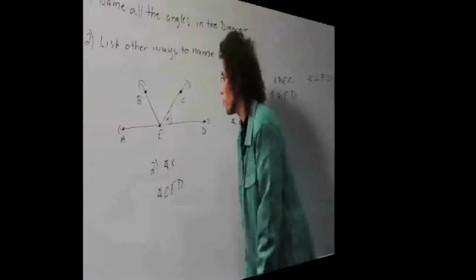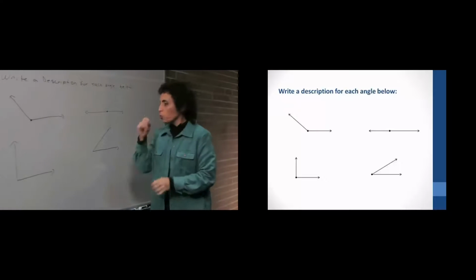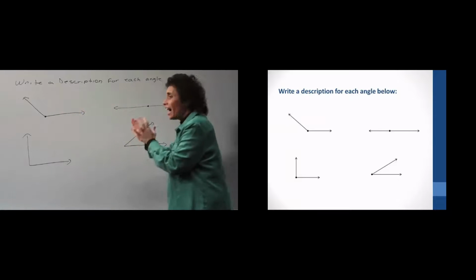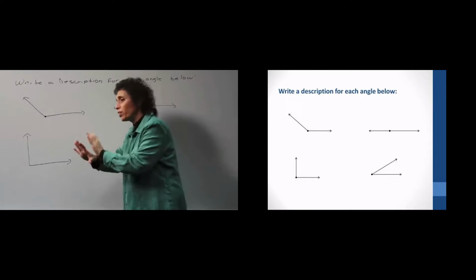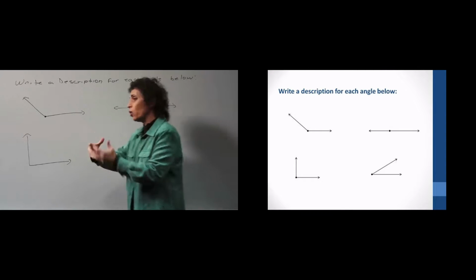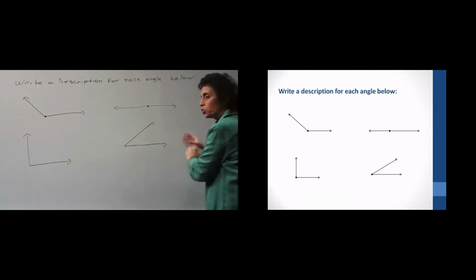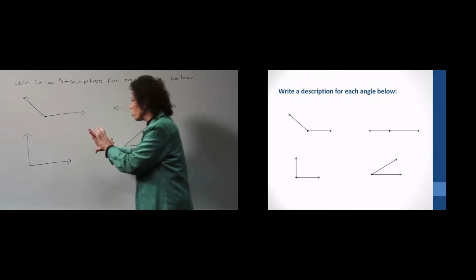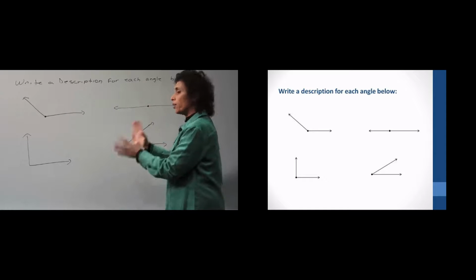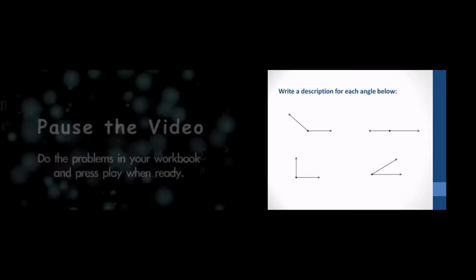Okay, this is the next problem in your workbook, and I would like you to go and write a description for each angle. I don't want you to use any geometric names that you might know. Just write a description so that if you described it to the whole class, we would be able to pick out which angle you're talking about. So don't use any technical geometric terms. Just write a description for those, okay? And click back when you're ready.